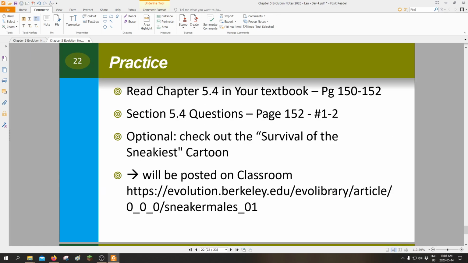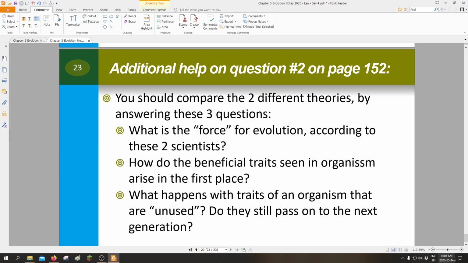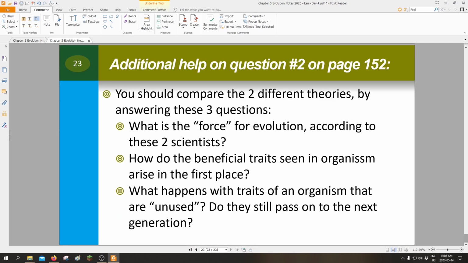And finally, if you're taking a look at question number 2 on page 152, here's a little bit more help, because it's going to ask you to compare the 2 different theories. You can compare the 2 different theories by answering these 3 questions for each of the theories. What's the force for evolution according to these 2 scientists? How do the beneficial traits seen in an organism arise in the first place? And what happens with the traits of an organism that are unused? Do they still pass on to the next generation or not? So that's how you can do question number 2. And I think that's going to be it for this week.